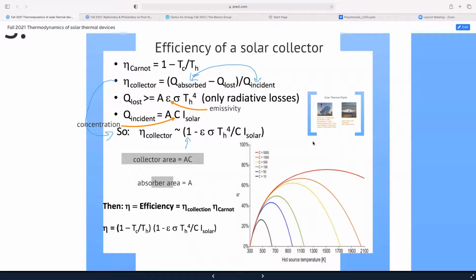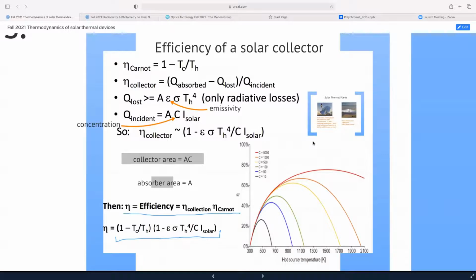So now let's think about what this means for a second. And before we do that, to get the total efficiency, I have to multiply the efficiency of the collector with the Carnot efficiency, because the collector is simply collecting the light. Then the absorber has to do some work, which is where the Carnot efficiency comes in. So that's how you put them together, right? So now let's think about this for a second. And that's where the plots come into play.